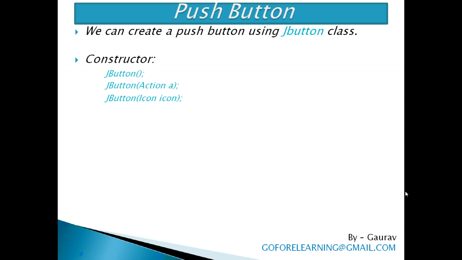If we want to create a button with an icon, we need to pass the icon in the JButton constructor as JButton(icon). If you want to create a button with text, we need to pass the text in the JButton constructor. Or if we want to create a button with initialized text and icon both, we need to pass both text and icon in that JButton constructor.